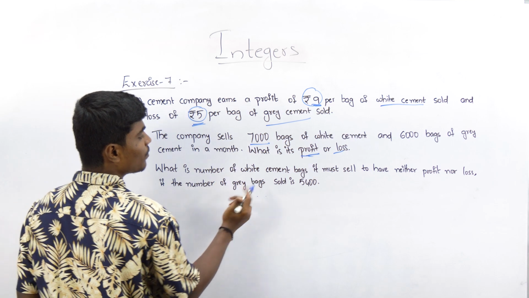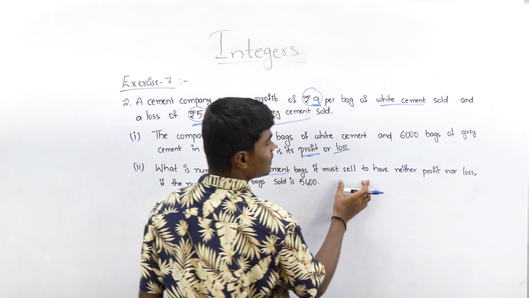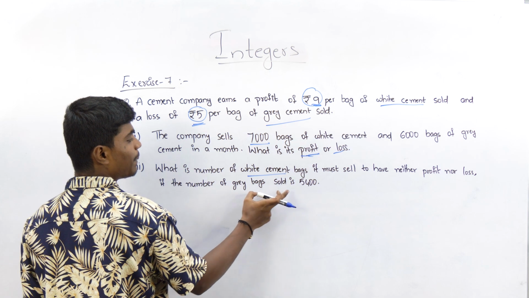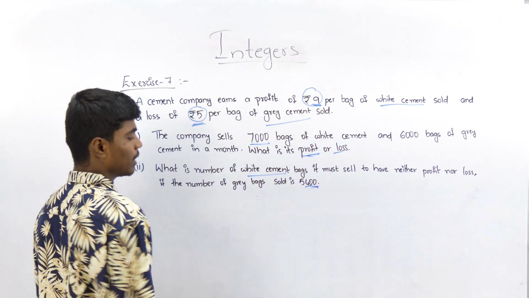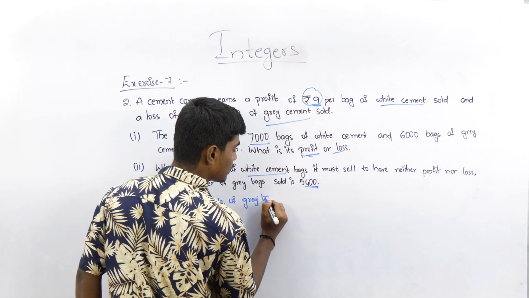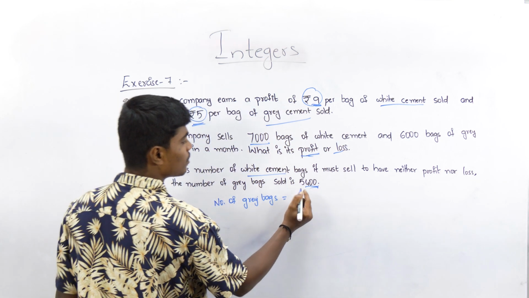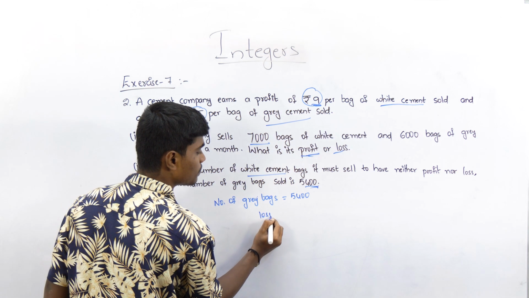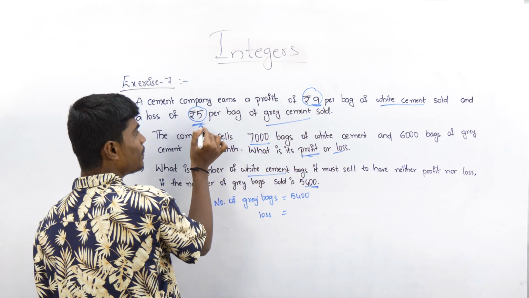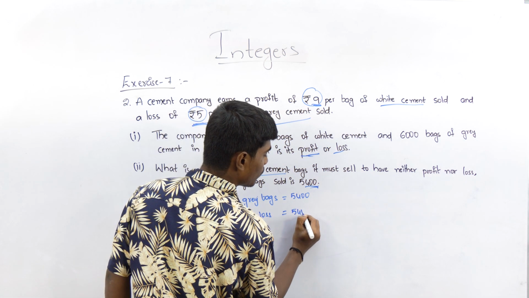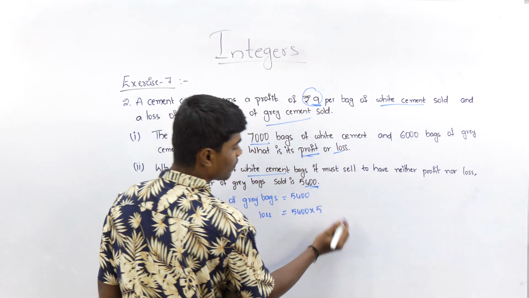What is the number of white cement bags he must sell to have neither profit nor loss if the number of grey bags sold is 5,400? See, number of grey bags is equal to 5,400. So loss is equal to, for each bag he is getting 5 rupees loss. For 5,400, 5,400 into 5.